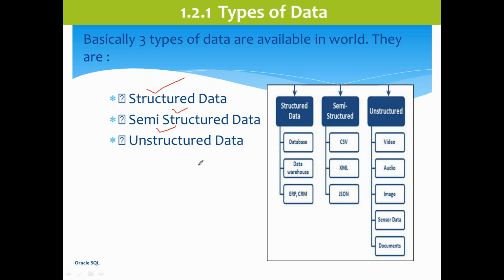What is structured data? Structured data means a row and column combination should be there. Then we can call it structured data. An Excel sheet or any database you can take as an example. So some rows are there, some columns are there, like this.